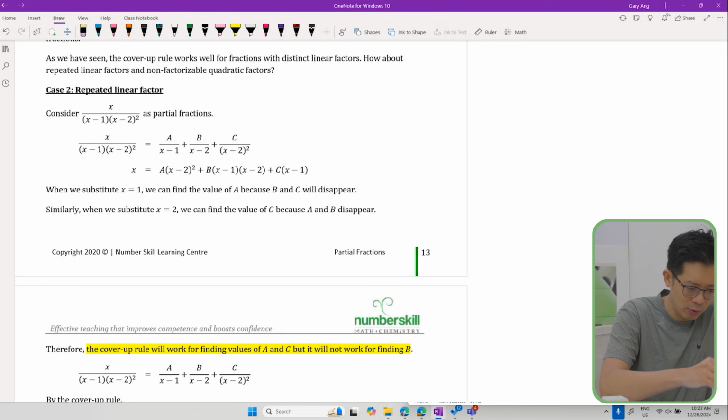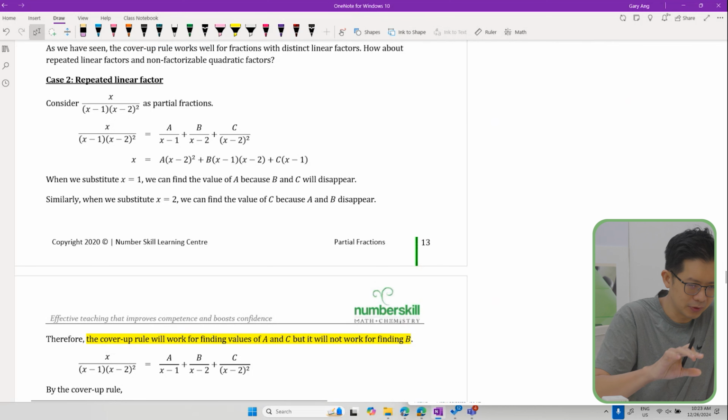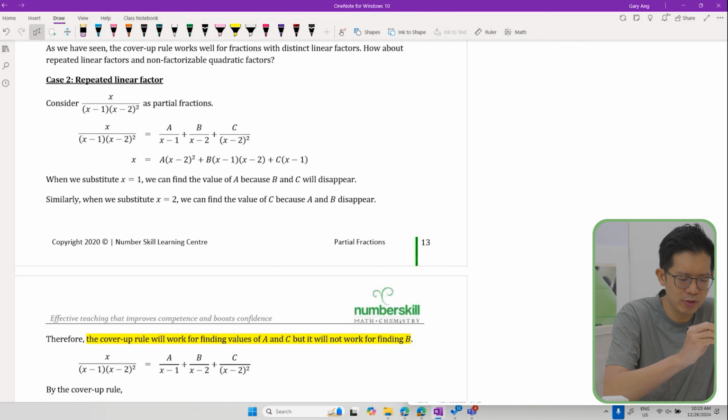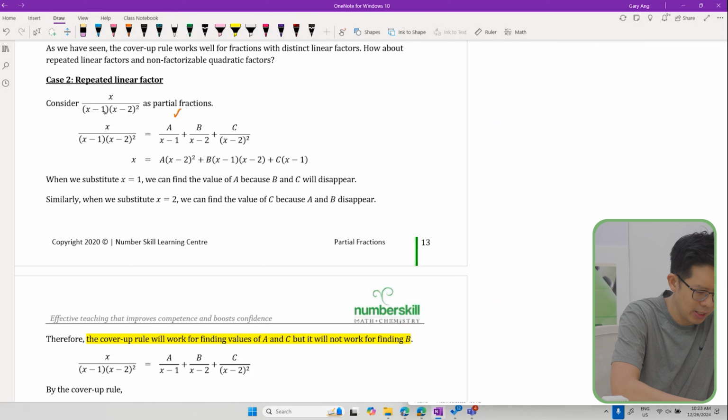So repeated factor, as we understand, when we split up into the individual small fractions, there will be 1 for x minus 1, there will be 1 for x minus 2, and there will be 1 more for x minus 2 squared. So the whole idea of repeated linear factor is that you have 2. Of course, they can't both be the same, then what's the point? So there'll be one for x minus 2, and the other one is x minus 2 squared.